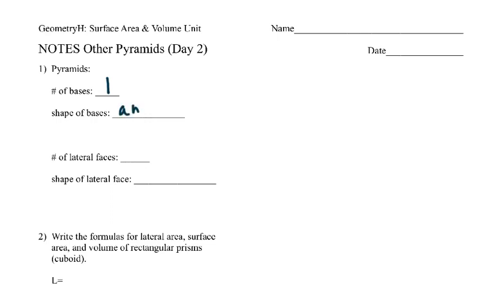Today, we're going to look at pyramids with any shape. So any polygon shaped base. So that could be a triangle. It could be a quadrilateral. It could be a nonagon with 9 sides. So we're going to look at pyramids with any shape base. The number of lateral faces is going to be dependent on the base. So it's the number of sides on the base.